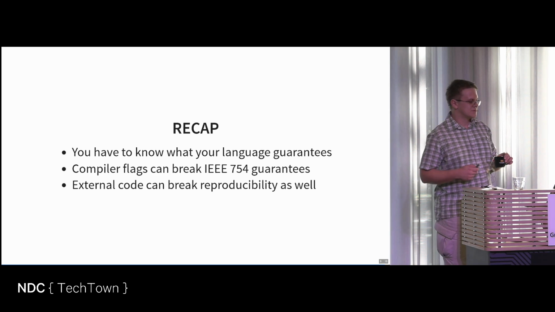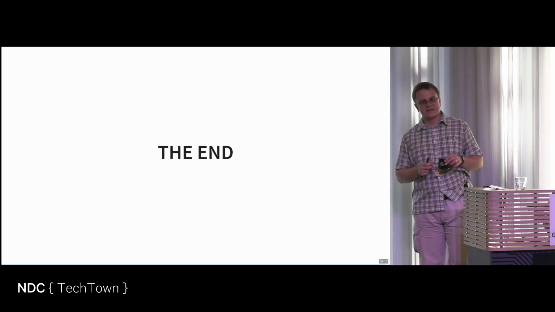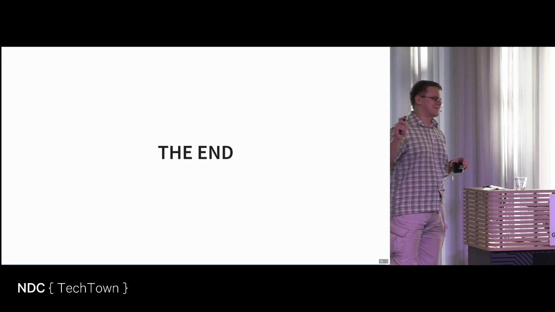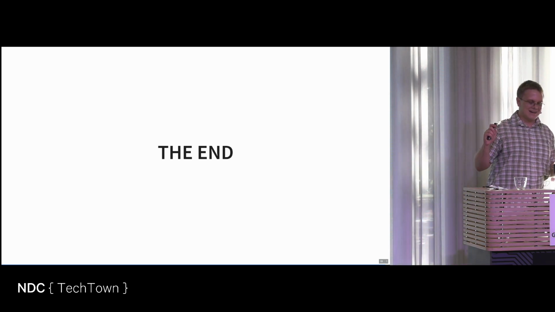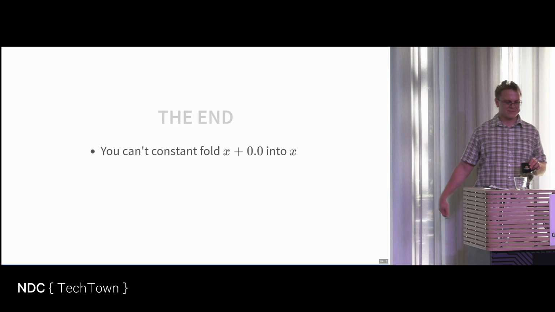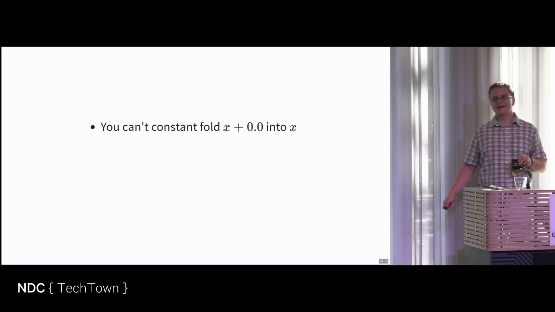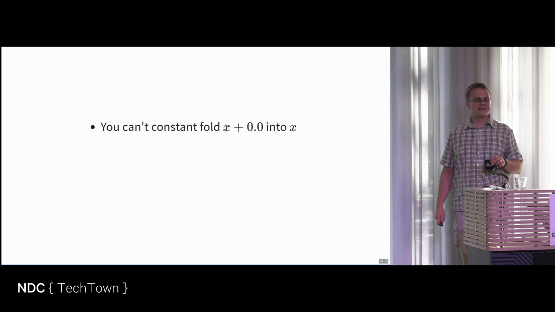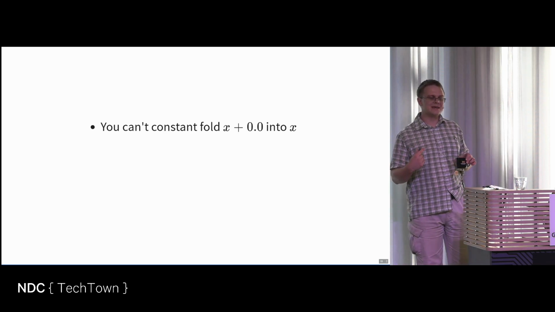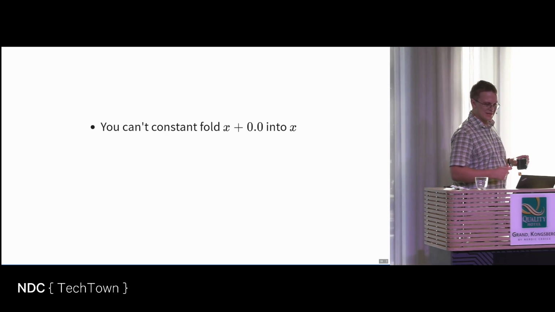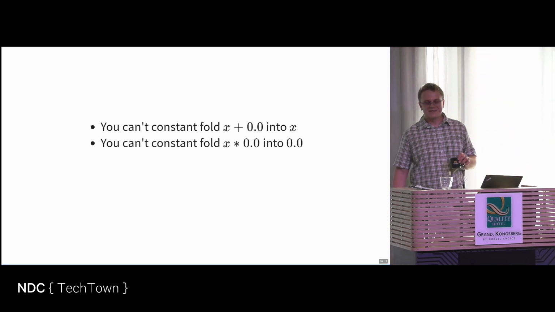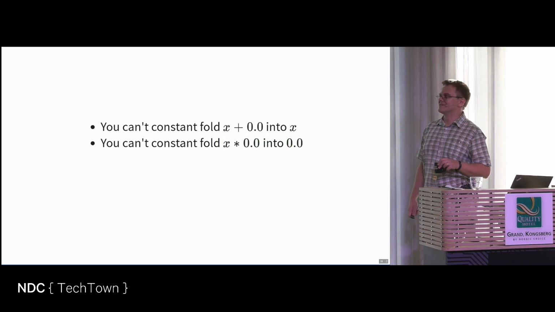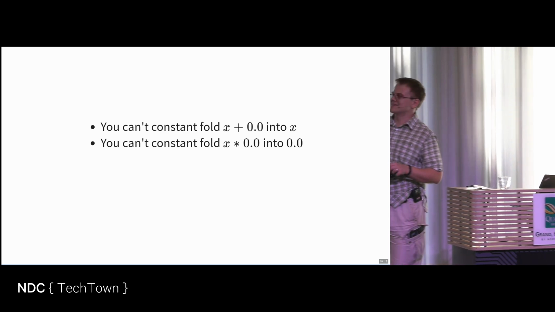Okay, so that's pretty much everything. Thank you for listening. But before I move to questions, I want to show you two more things that are honestly amazing to me. The first is this fact: you can't constant fold x plus 0 into x. You can't do this. It is an invalid optimization. It will break correctness. Try to think about why. And the other one is that you can't constant fold even this, x times 0. You can't say this is 0, even though it's obvious. This is still an invalid optimization that you can't do.